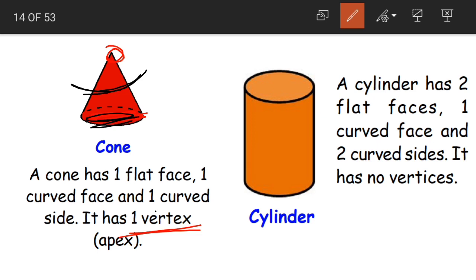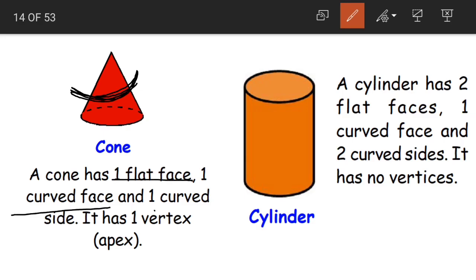There are no sides to a cone except only one curved side. See, this side is only one curved side. Our cone has one flat face, one curved face, only one curved side, and only one vertex.